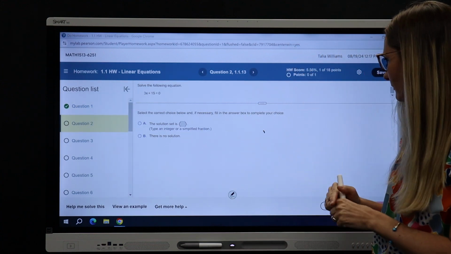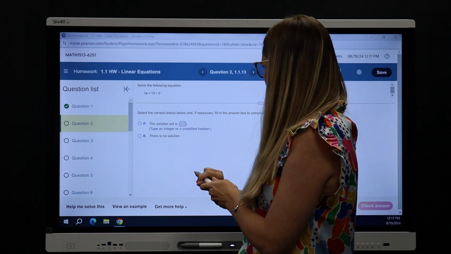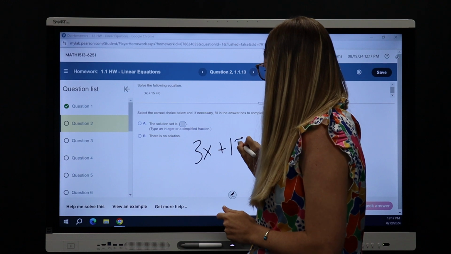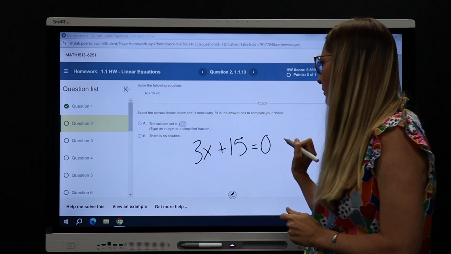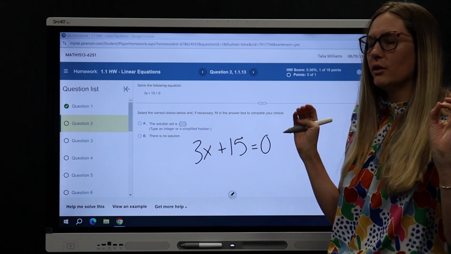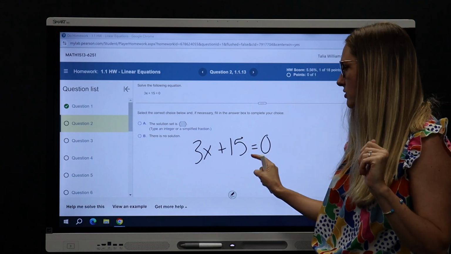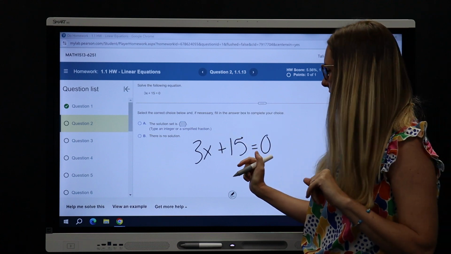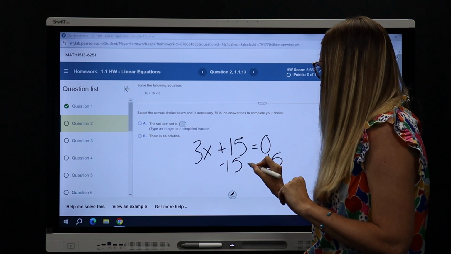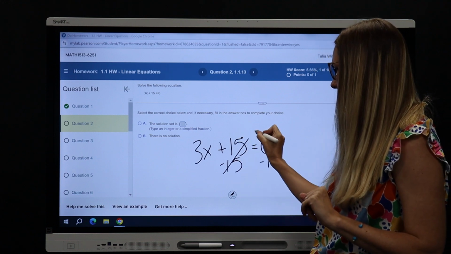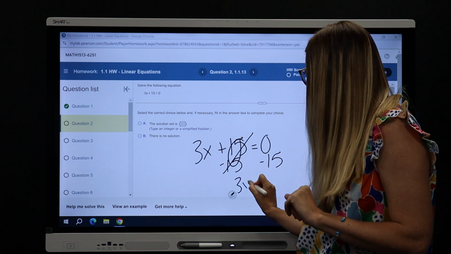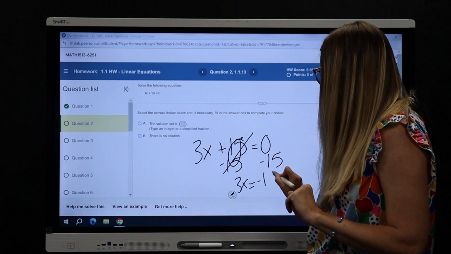Okay. Here we have 3x plus 15 equals 0. So first thing we do, it's the opposite of PEMDAS, so we're going to do this plus 15 first. So the opposite of adding 15 is subtracting 15. So we're going to subtract 15 from both sides. 15 subtract 15 is 0. So then I'm going to have 3x equals negative 15.